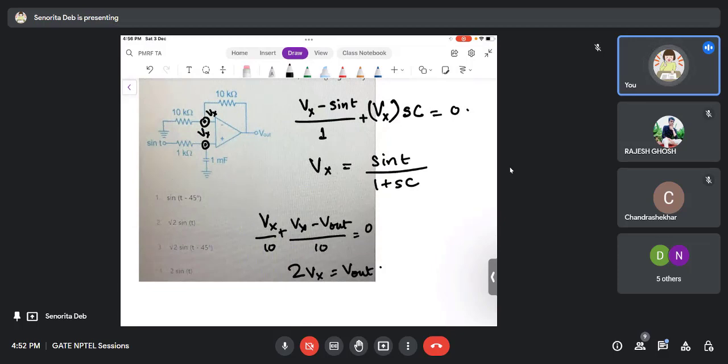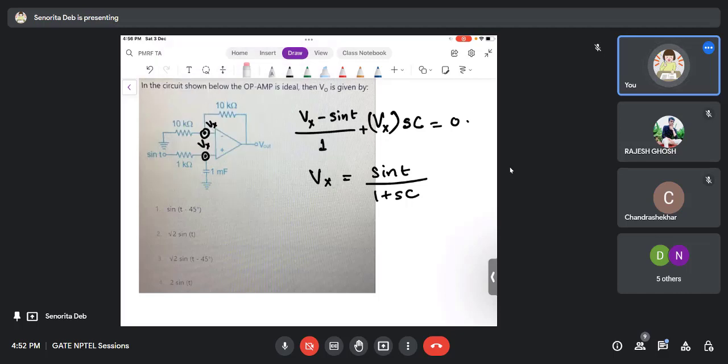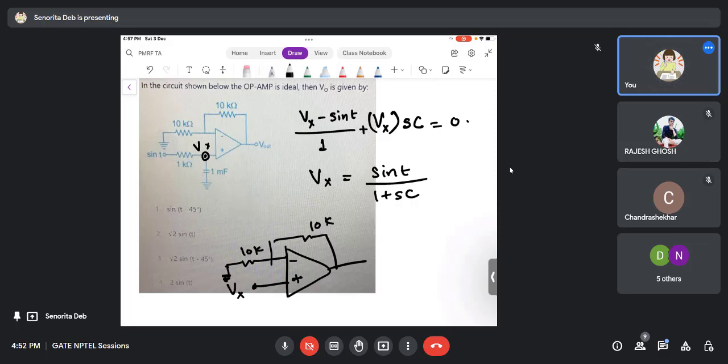We could have done it in another way also. We need not write this equation, right? How? If this point is Vx, we said this point is Vx, right? So this is as good as this. This is Vx, this is 10k, this is 10k. It is nothing but a non-inverting amplifier. So I need not write a KCL equation. I can directly write V out as 1 plus 10 by 10 into Vx, which is 2Vx.